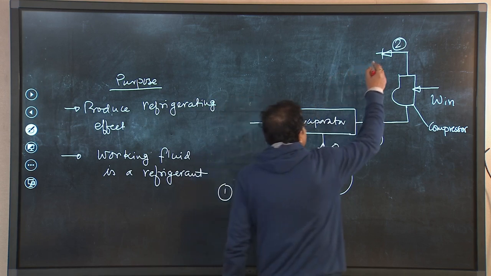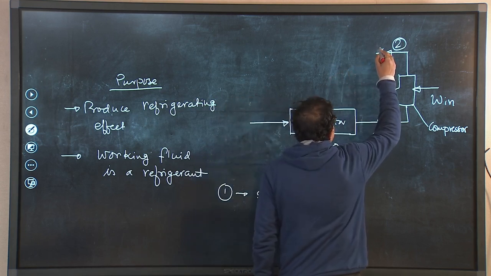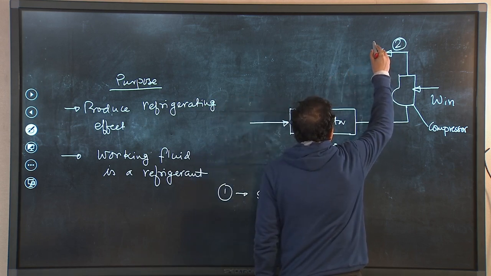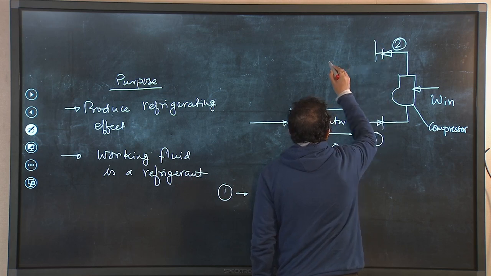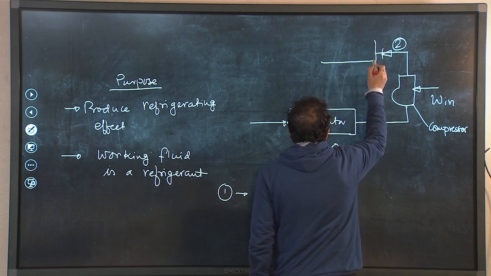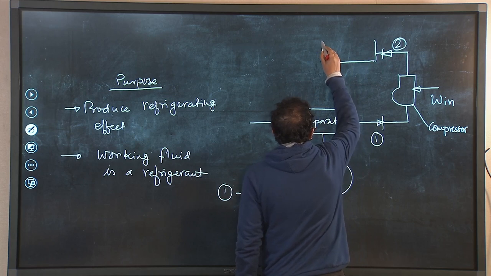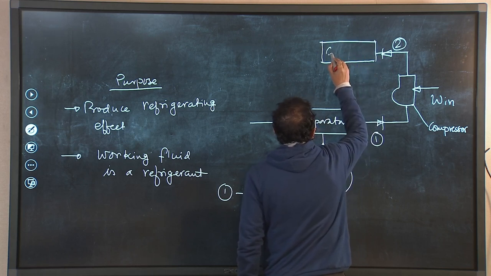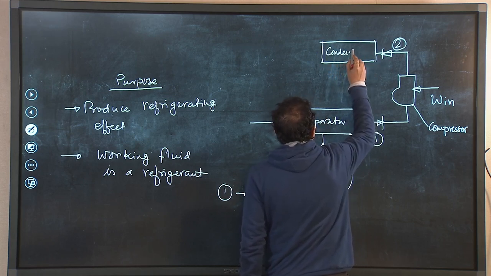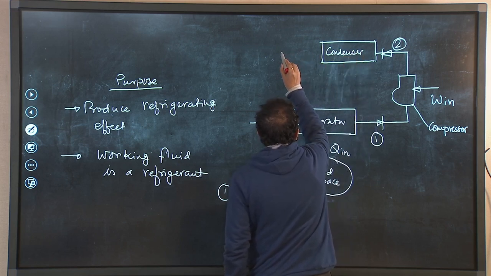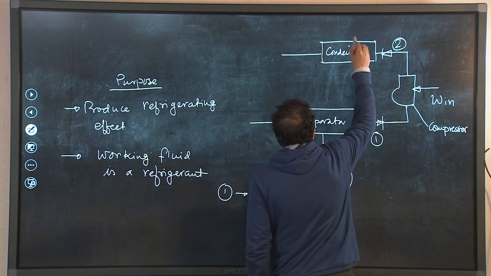a pump is there to raise the pressure of the working fluid from the condenser pressure to the boiler pressure. So, now that high pressure refrigerant vapor will be taken into another device that is called condenser, and while passing through the condenser it will release heat.